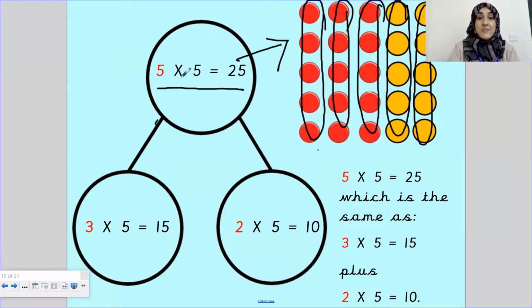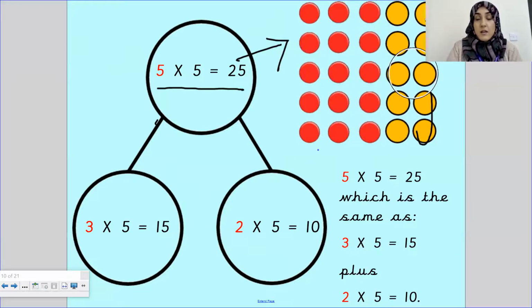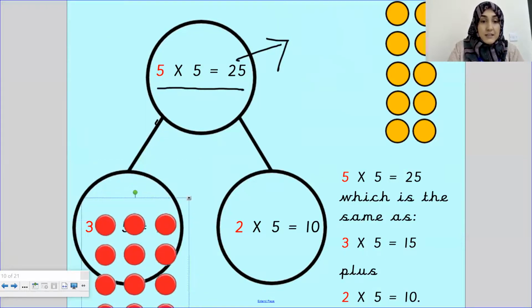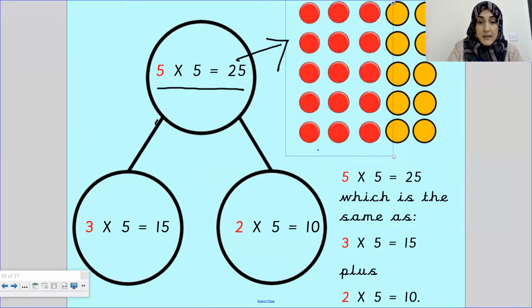So we have 5 multiplied by 5. This has been split in our part-whole model to first we have 3 multiplied by 5 and we have 2 multiplied by 5. Now, let's break this down even further. So 3 multiplied by 5. This is actually, let's extend the page.